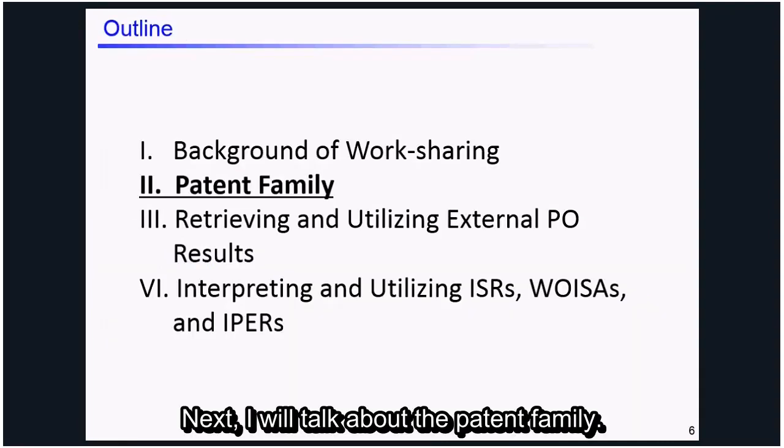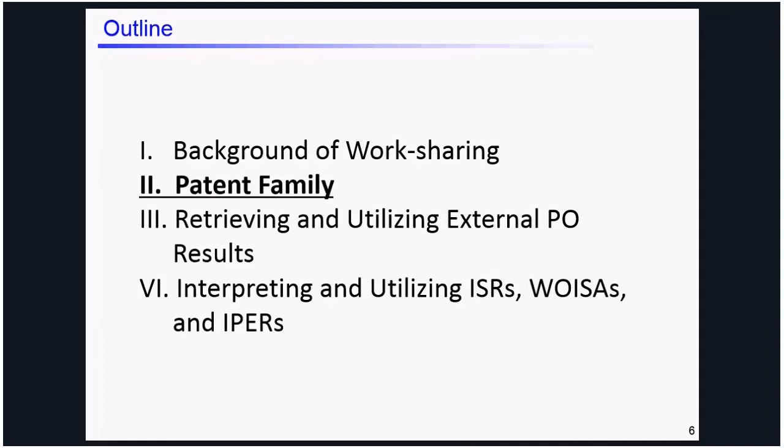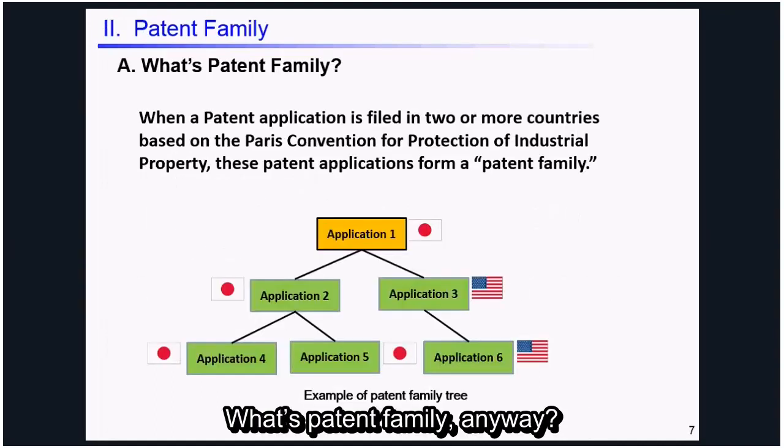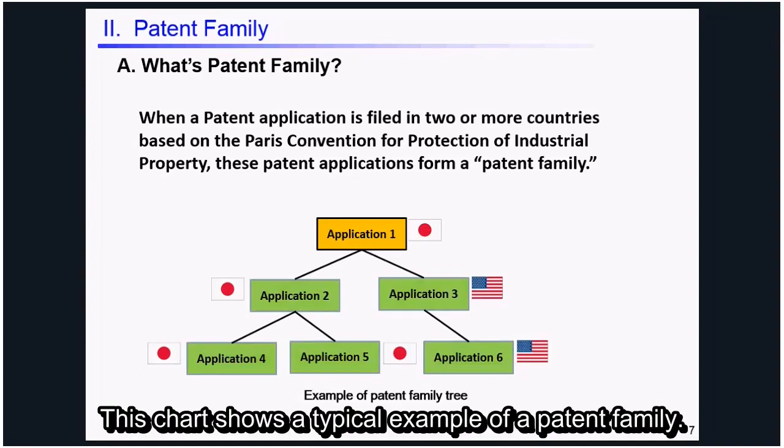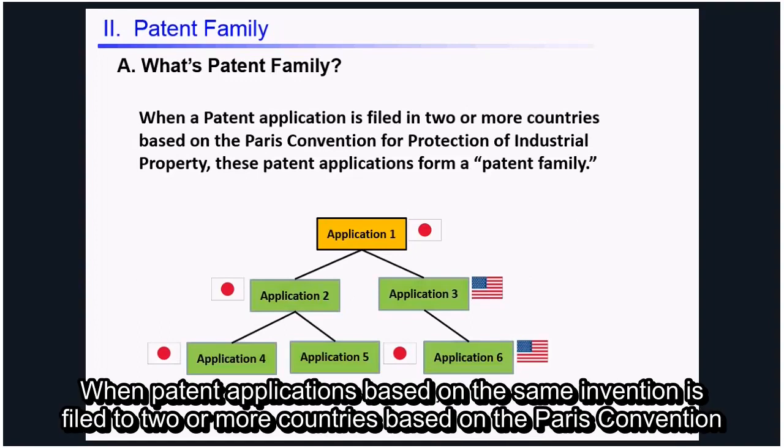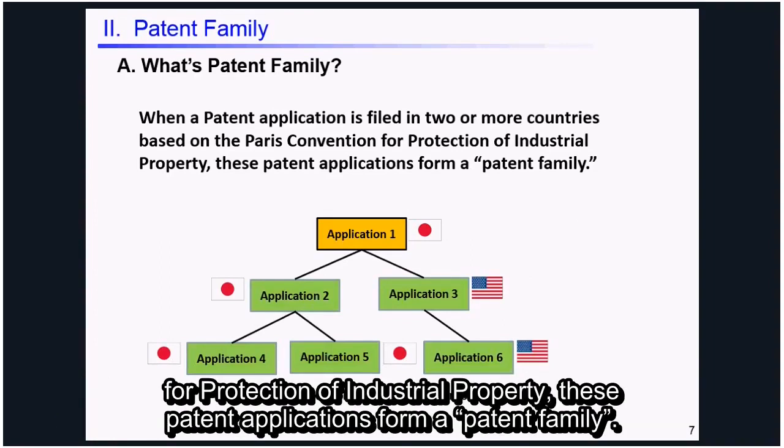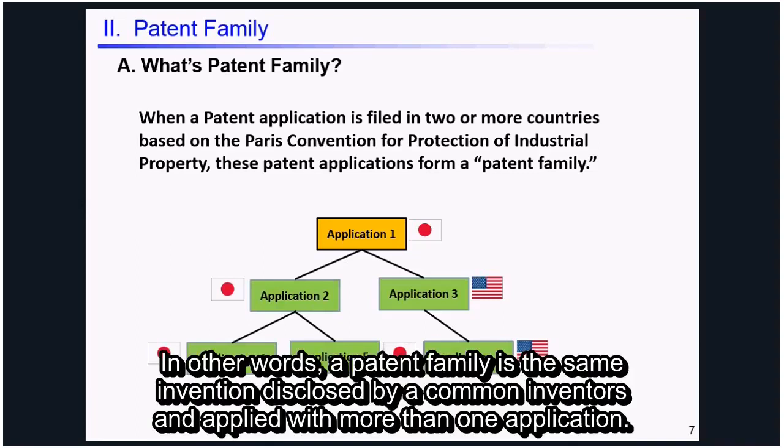Next, I will talk about a patent family. What's a patent family anyway? This chart shows a typical example of a patent family. When patent applications based on the same invention are filed in 2 or more countries based on the Paris Convention for Protection of Industrial Property, these patent applications form a patent family. In other words, a patent family is the same invention disclosed by common inventors and applied for with more than one application.